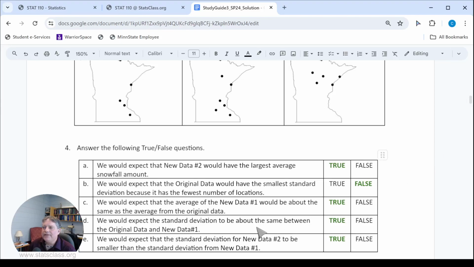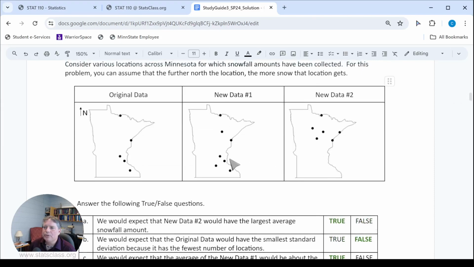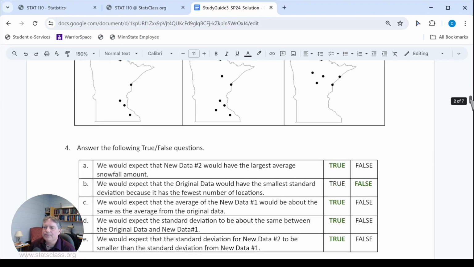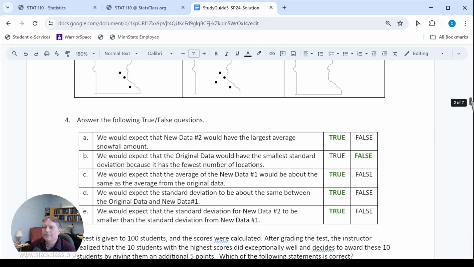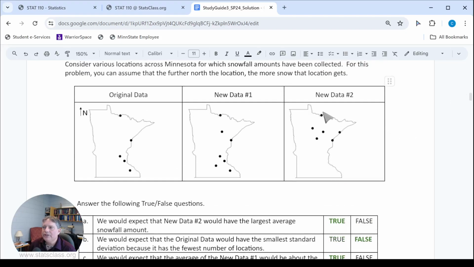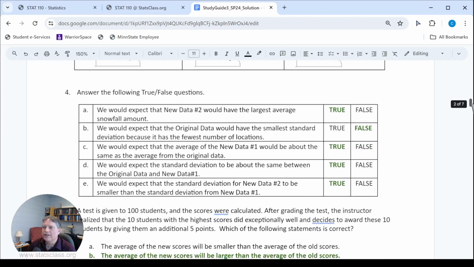We'd expect the standard deviation to be about the same. That's true as well. Just adding a couple more, but I added one on the high side and one on the low side, so those are going to kind of even each other out. We would expect the standard deviation for new data 2 to be smaller. That is going to be true because these are geographically closer to one another. They should all have higher snowfall amounts, but they should all be more similar to one another. So new data 2 is probably going to have a smaller standard deviation here.